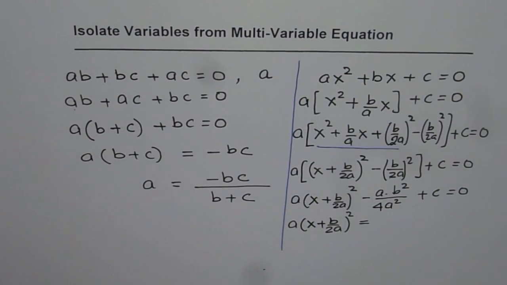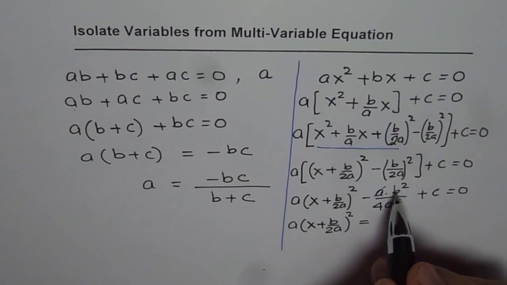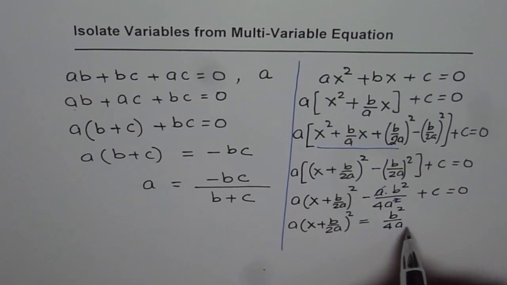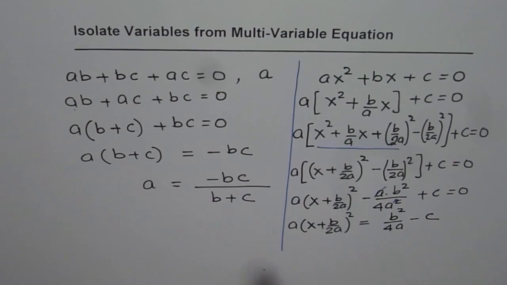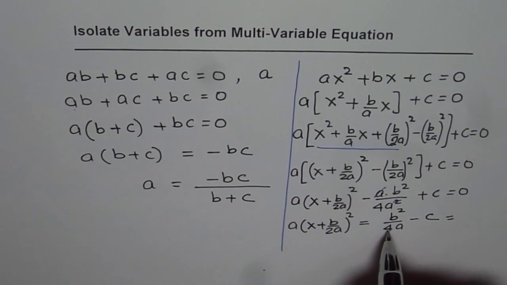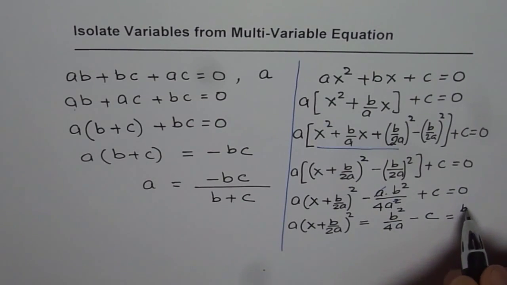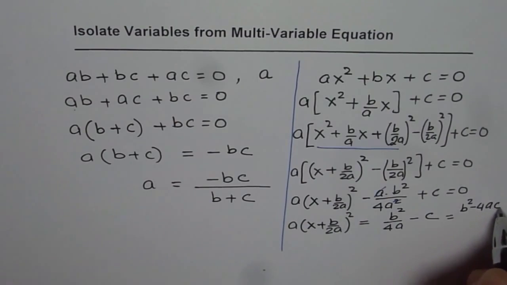So a, and this a square cancels. So we are left with b square over 4a minus c, right? Now from here we can isolate x. Well, this could be written as b square minus 4ac divided by 4a, correct? We could write that. So let me write down, taking 4a as a common factor. So we get b square minus 4ac divided by 4a, correct?